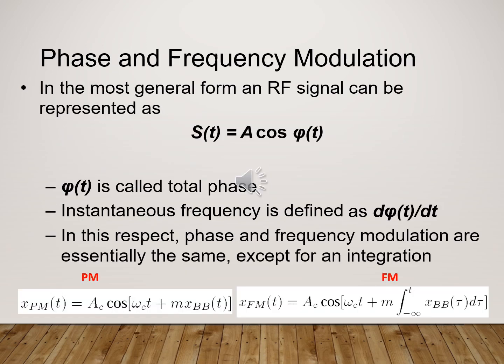Now, for phase and frequency modulation, the most general form of an RF signal can be represented as s of t equals A cosine phi of t. Phi of t is called the total phase. Now, instantaneous frequency is defined as the derivative of the phase angle. In this respect, phase and frequency modulation are essentially the same, except for an integration. As you see in the slides, there are two equations, the first and the second, for FM and phase modulation.